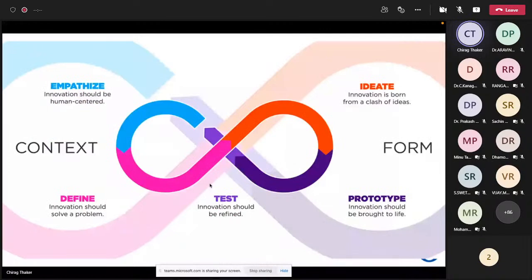So let us try to understand the context part and the form part of design thinking. These are the stages of design thinking: empathize, ideate, prototype, test, and define. Empathize: innovation should be human centered. Here I have kept innovation, which is the thread to our second part of the session. Define: innovation should solve a problem. Ideate: innovation is born from a clash of ideas. Prototype: innovation should be brought to life. And then test: innovation should be refined.